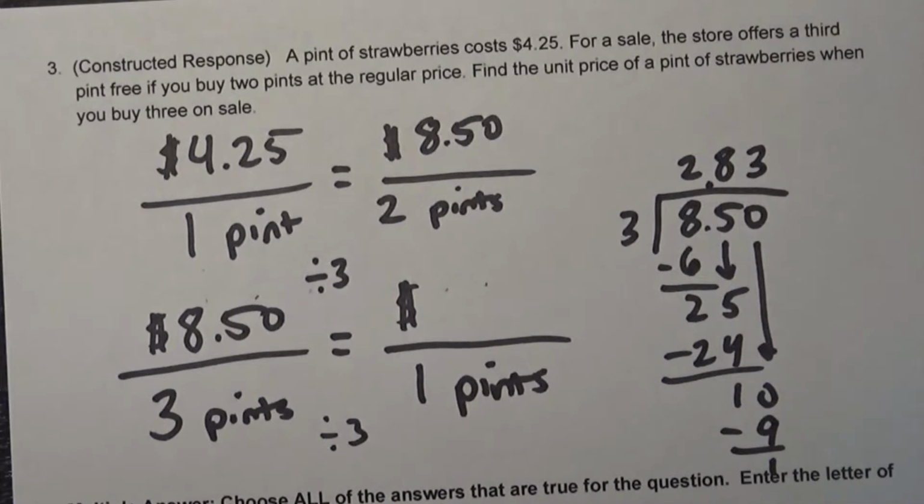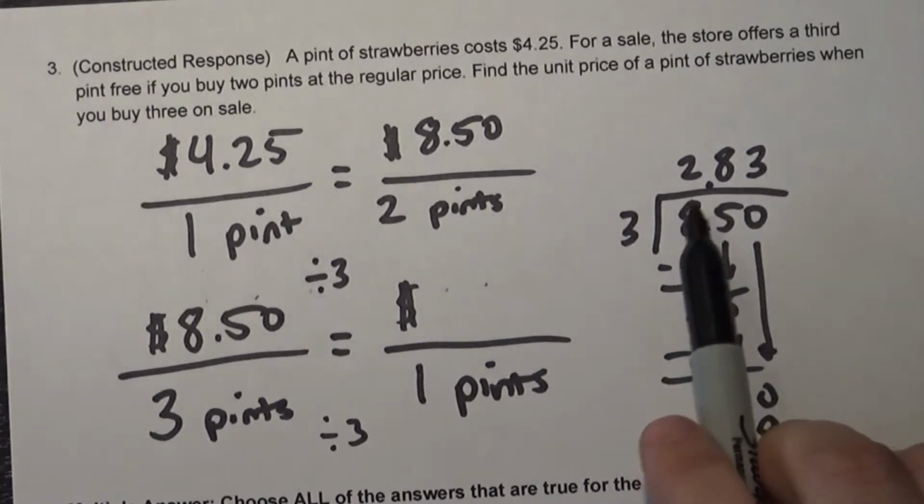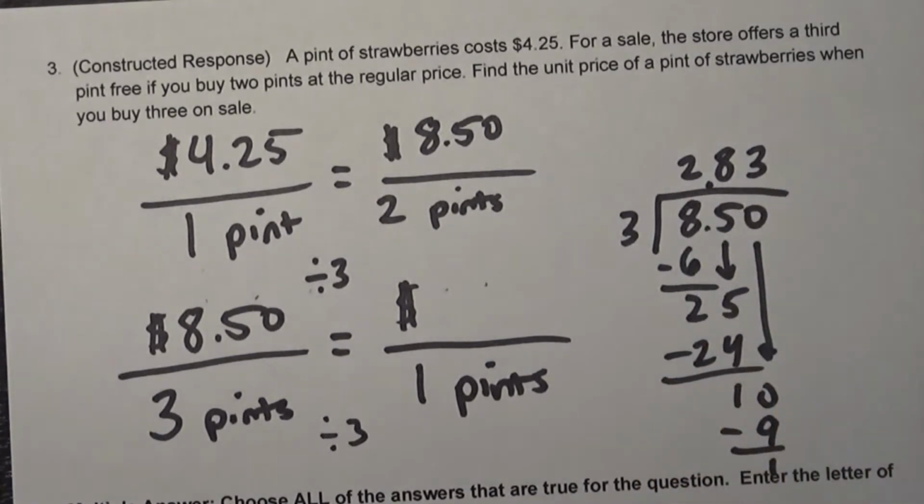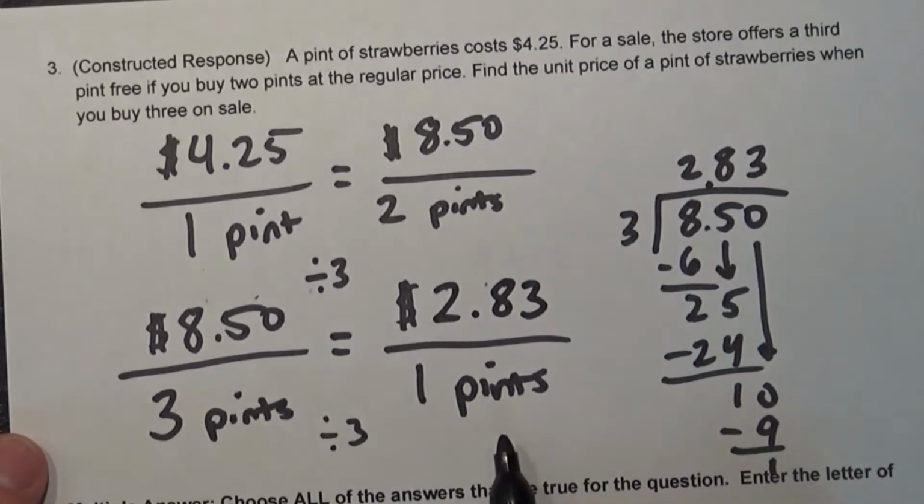But since I'm talking about money here, I'm always going to round to the nearest cent. So this is $2.83. It's not going to be $2.833. So that 3 just keeps the 3 where it is. That's $2.83 for 1 pint if I buy it on sale. So there you go. Again, notice how the ratios help us to figure out the price of 1 pint when they're on sale. Now let's take a look at number 3.